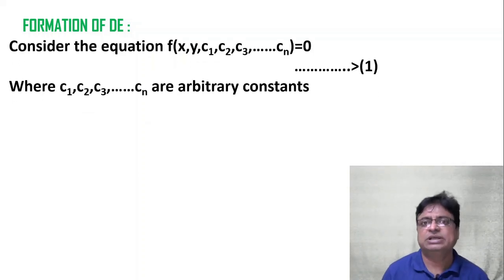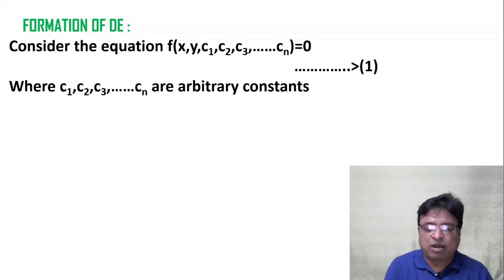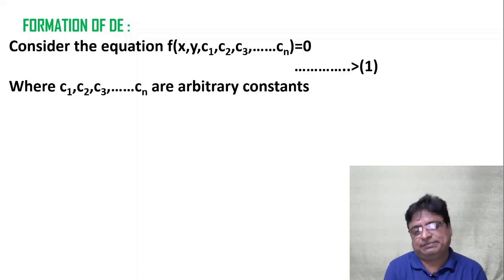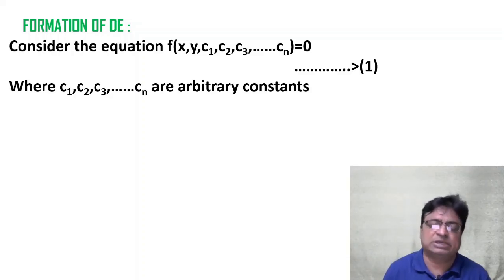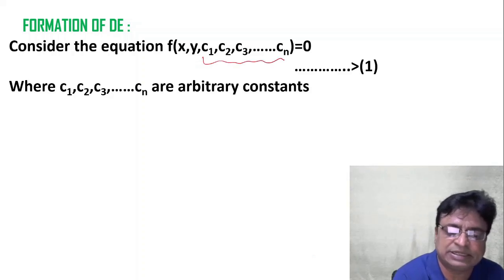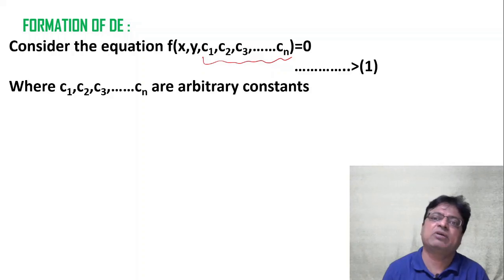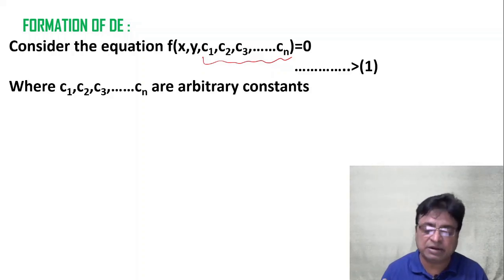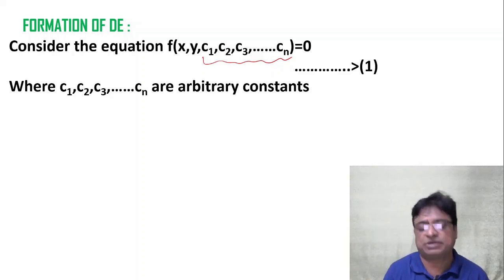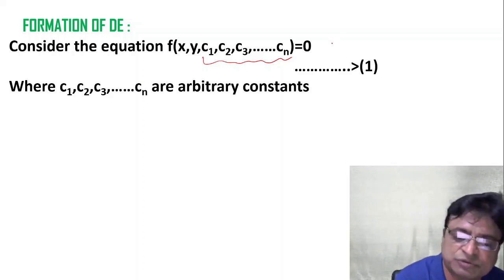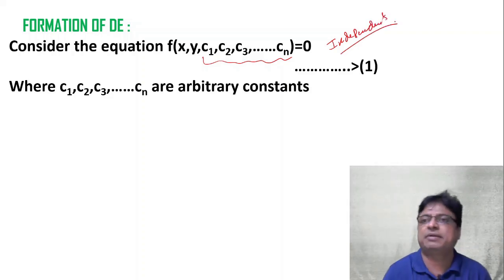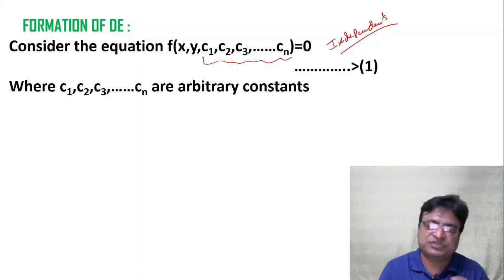That is the question. Suppose an algebraic equation is given, like f of x, y, c1, c2, up to cn. This is an algebraic equation where c1, c2, up to cn are n arbitrary constants. They are all n different, independent arbitrary constants. Here I am using the costliest word, independent. All are independent arbitrary constants. Why I am stressing this, I will explain later, don't worry.